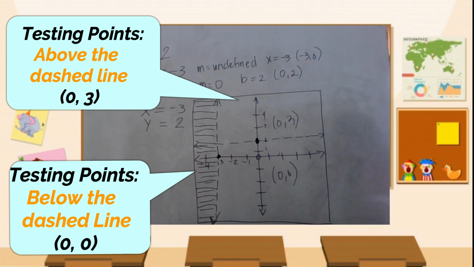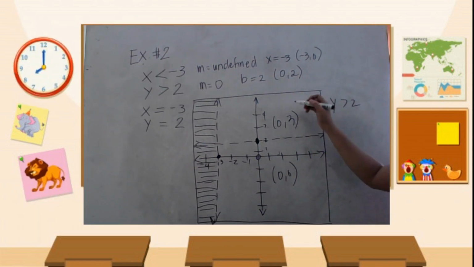So, substitute po natin. So, y is greater than 2. Syempre, ang ating 0 ay x, ang y ay 3. So, y natin is 3. 3 is greater than 2. Is that correct? Yes, correct siya.